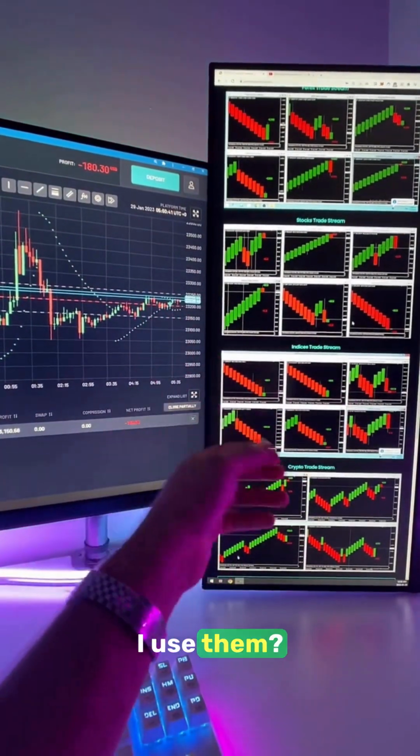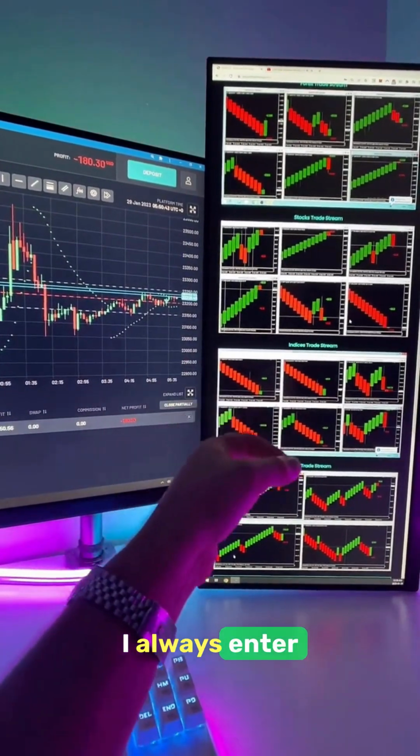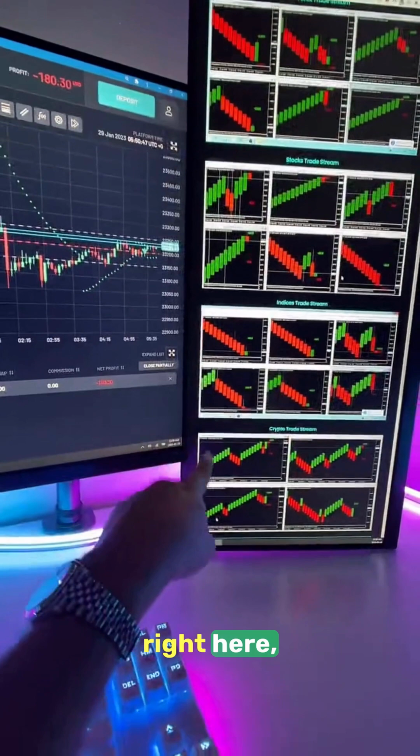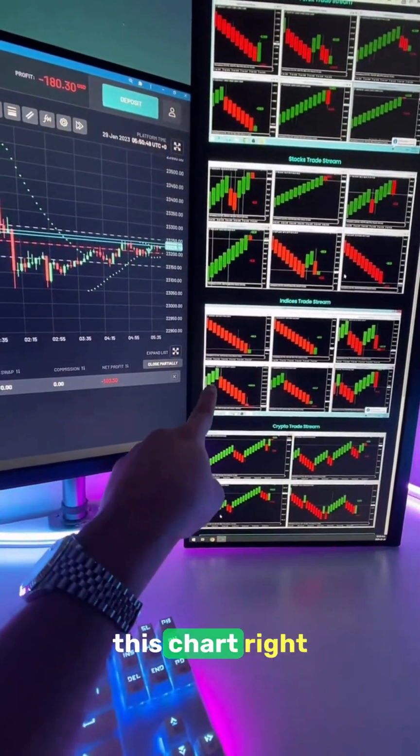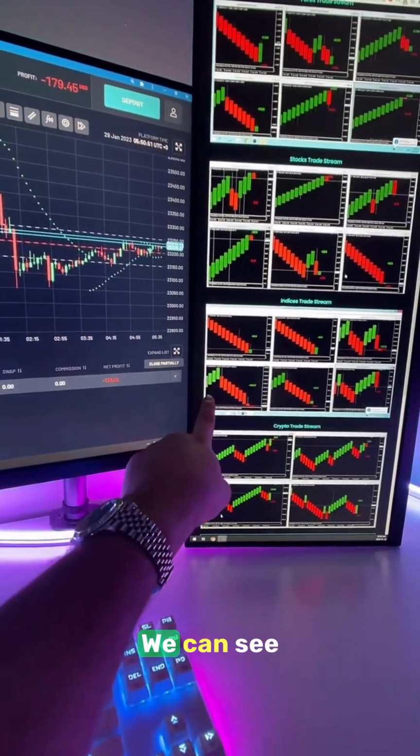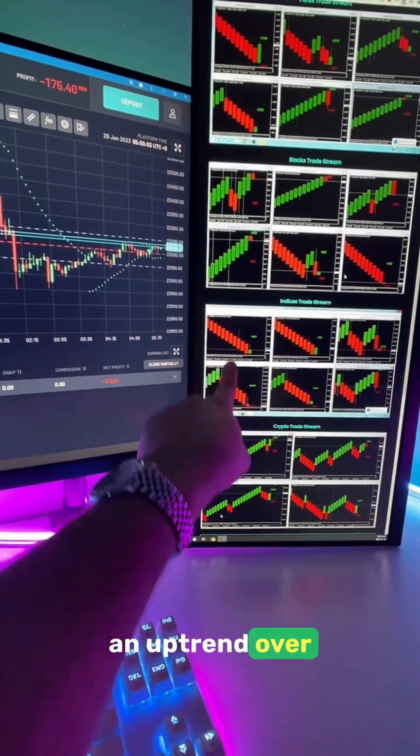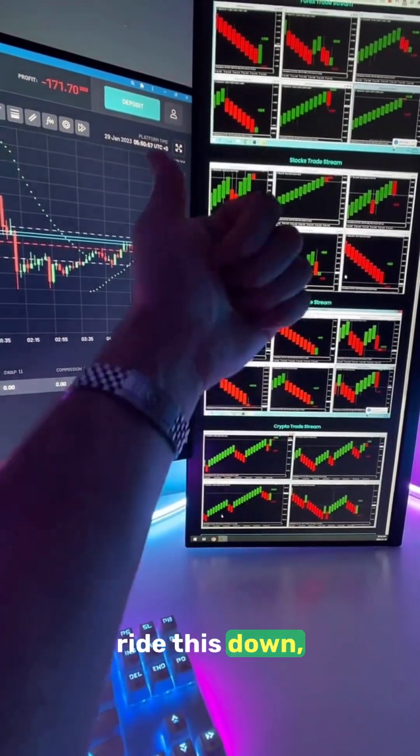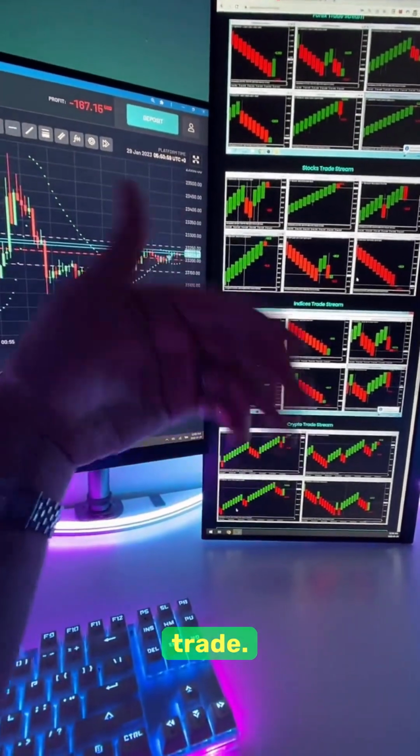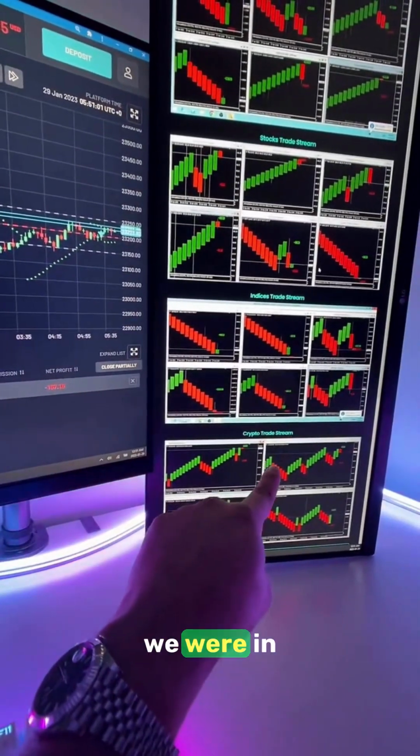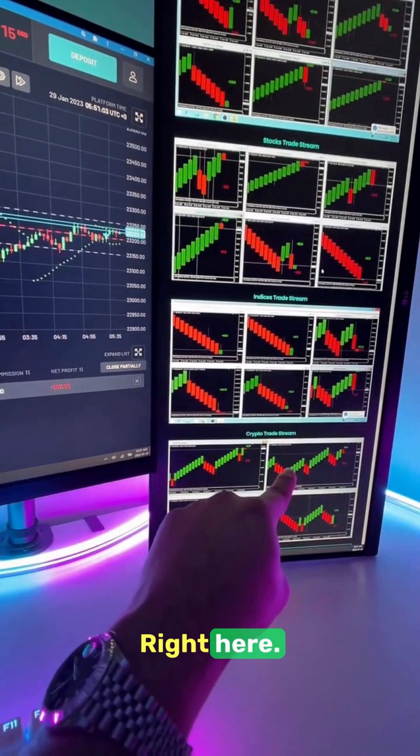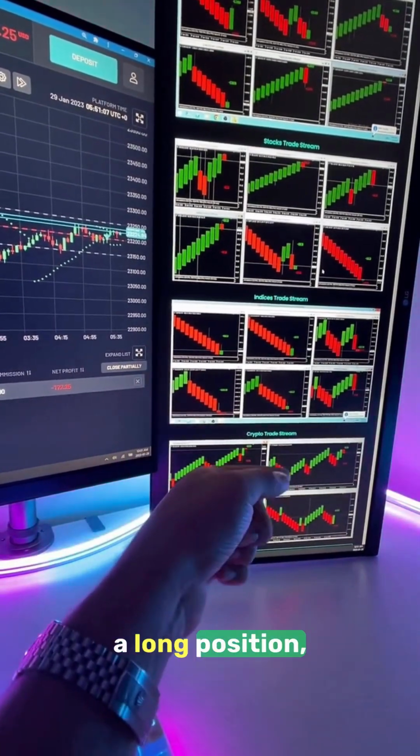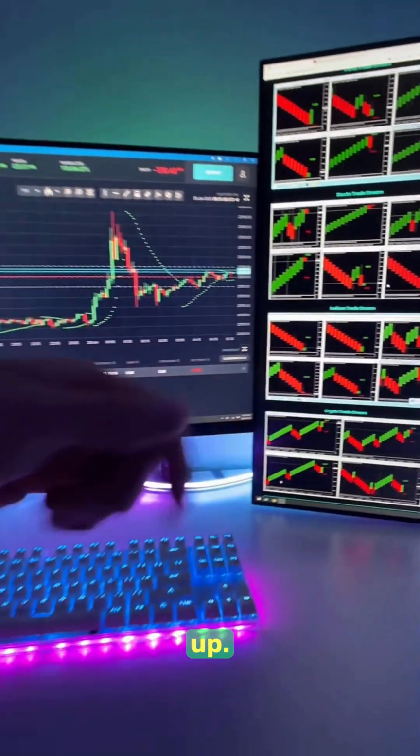Now, how do I use them? I always enter on the reversal. Okay, what does that mean? For example, let's just look at this chart right here. This is for NASDAQ. We can see we were in an uptrend. Over here, we got this reversal. I would enter a short position, ride this down, and that's a profitable trade. And we can see right here, we were in a downtrend. Right here, we reversed into an uptrend. Over here, I would enter a long position, and then I would ride this up.